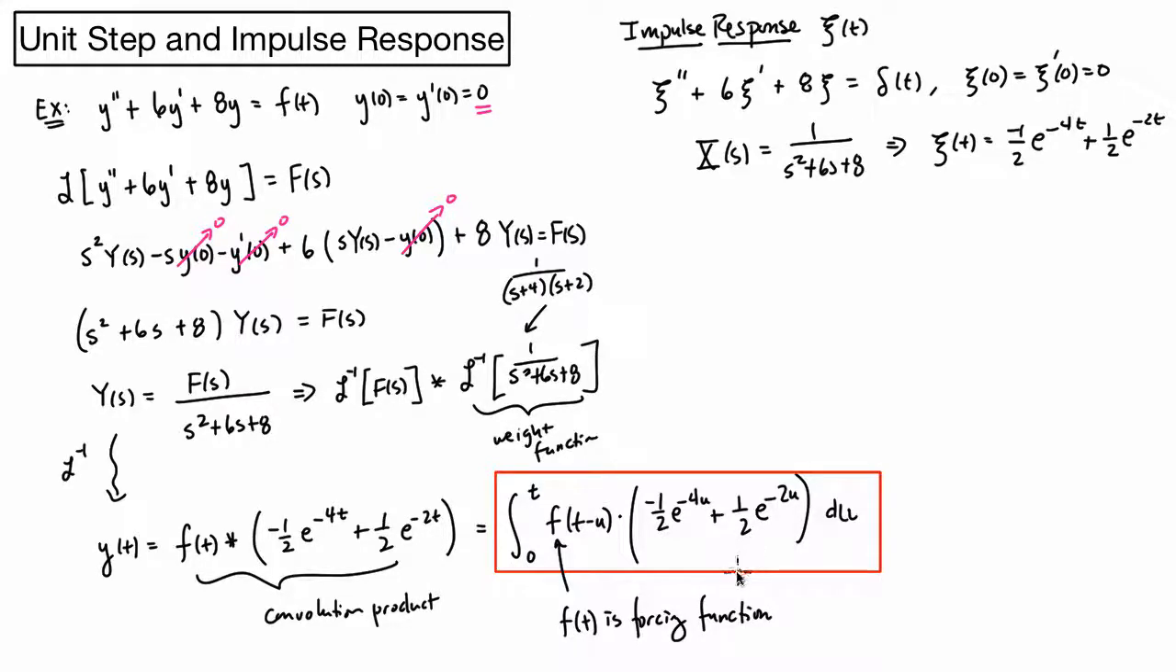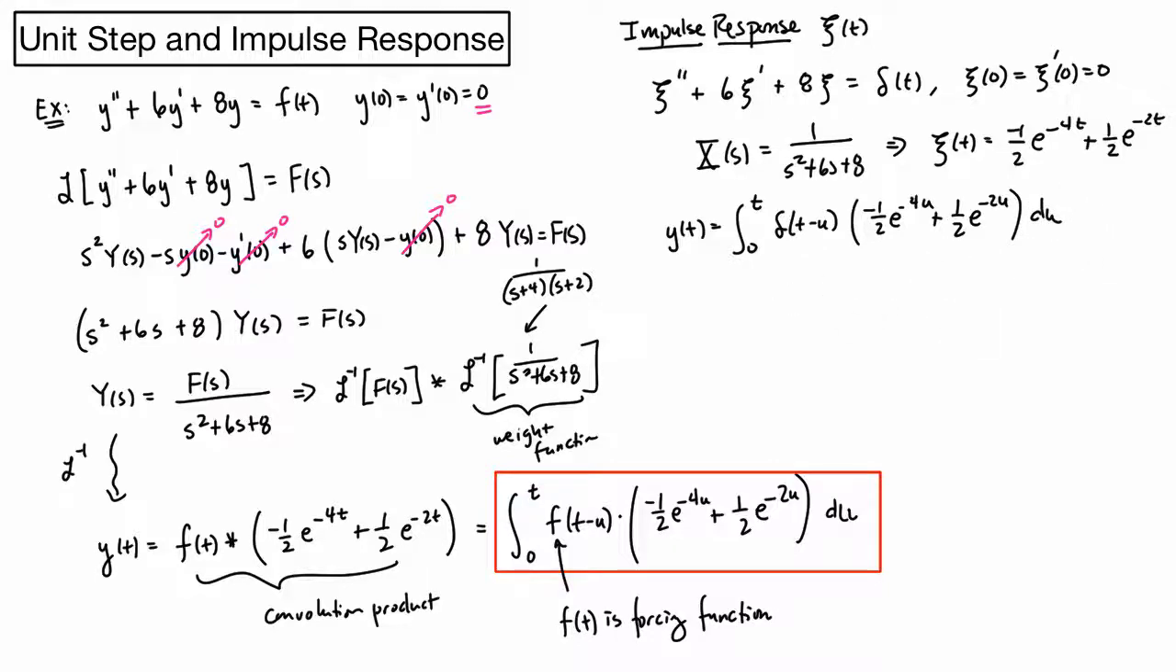And if you remember our conversation in class about the sifting property of the delta function, you can see exactly here, if we take our formula that we have down here for y of t, it would simply be the integral from 0 to t of delta t minus u times minus 1/2 e to the minus 4u plus 1/2 e to the minus 2u du.